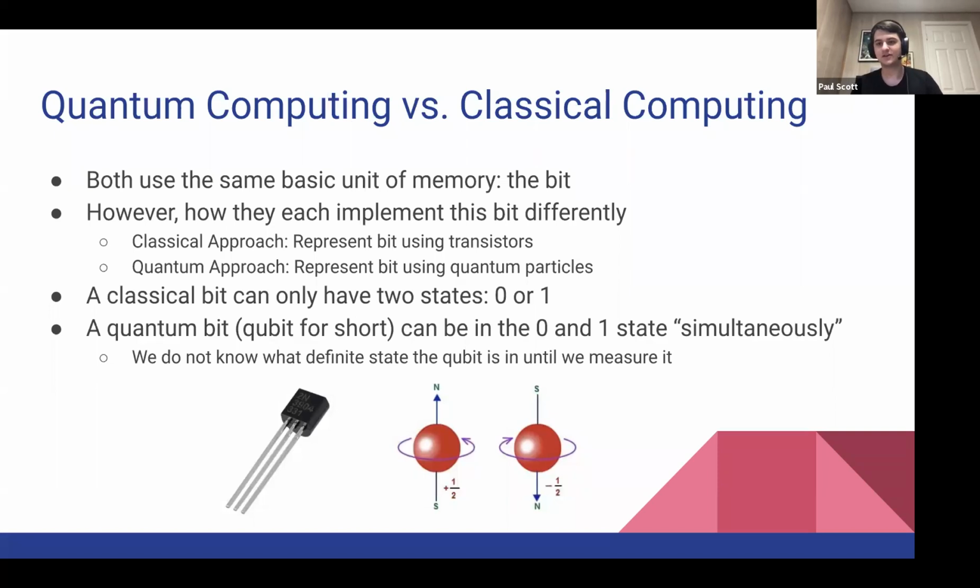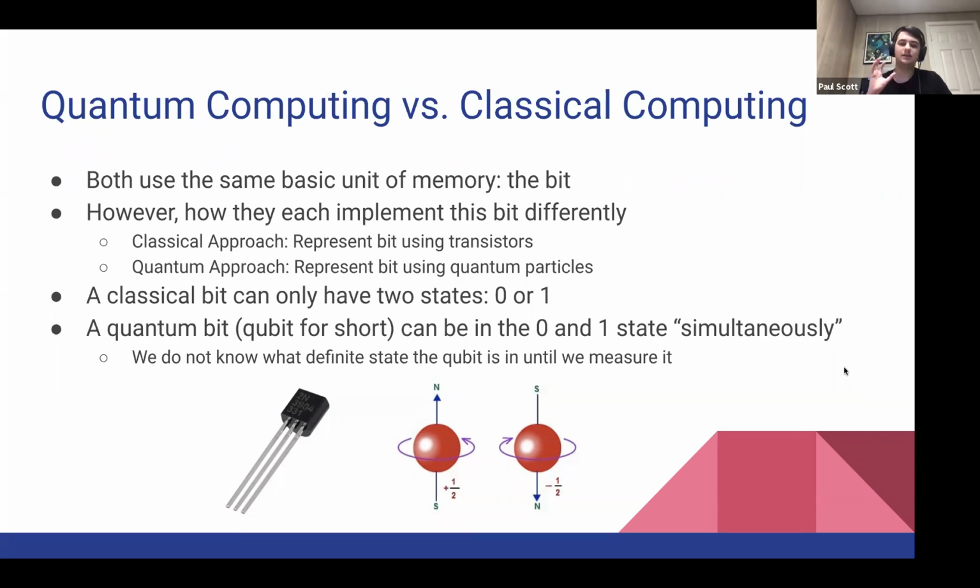So I'd first like to start off by talking about the difference between quantum computing and classical computing. Since they are, of course, related, they both perform computation, but how they perform these computations is quite drastically different. First off, both use the same basic unit of memory, which is the bit. I'm sure we're all pretty familiar with what a bit is. It's either a 0 or a 1. It can represent two states.